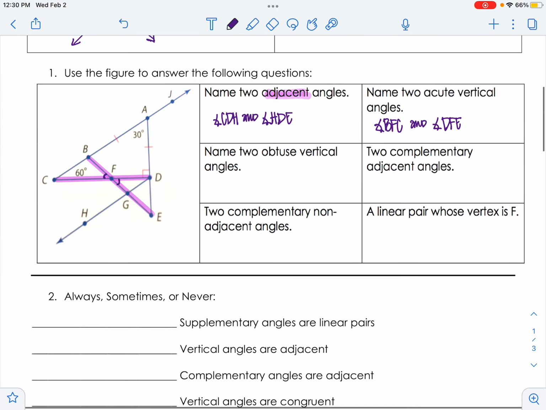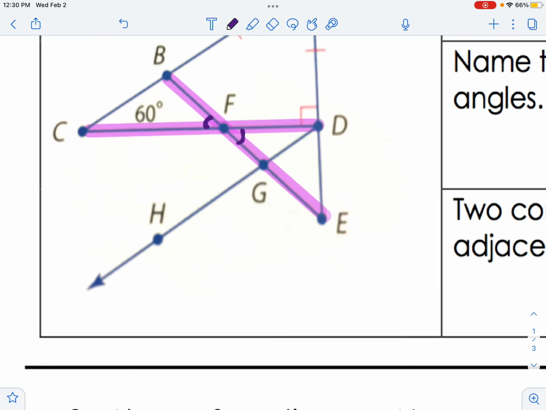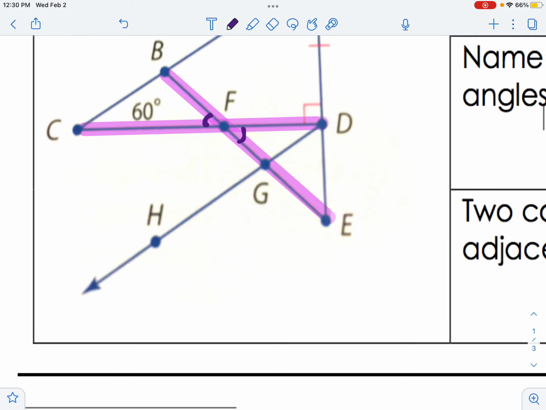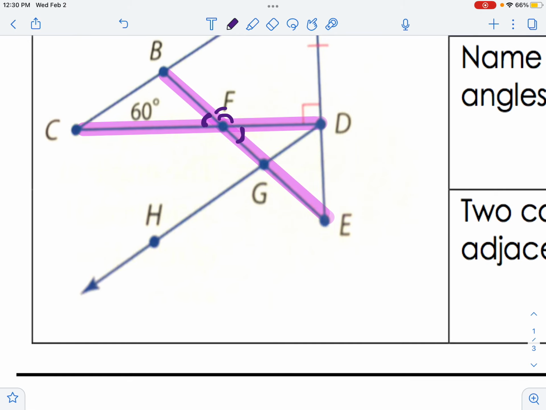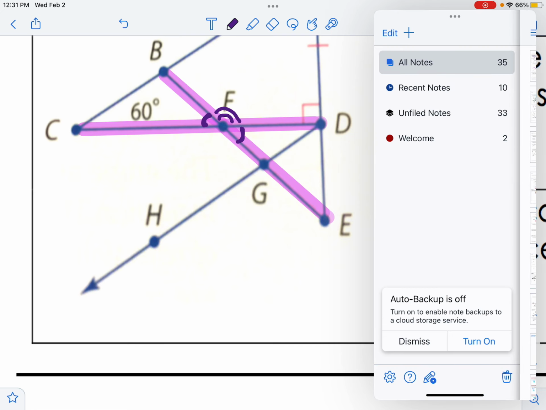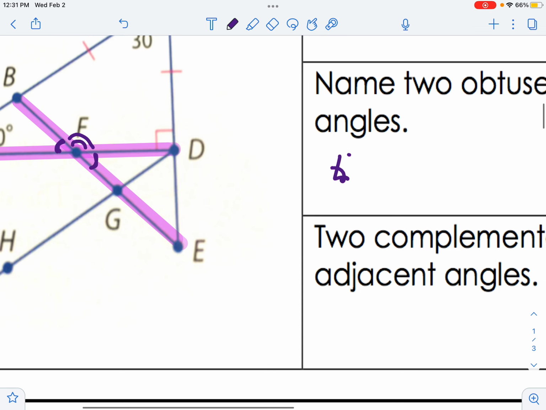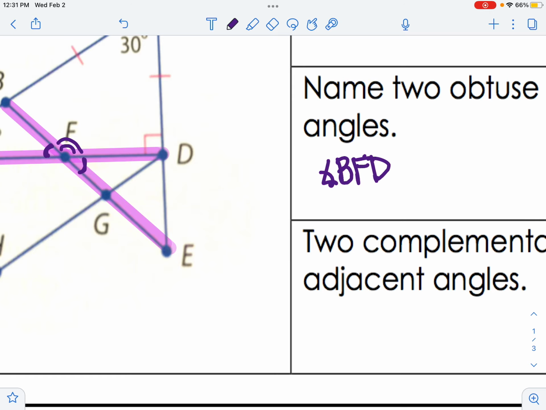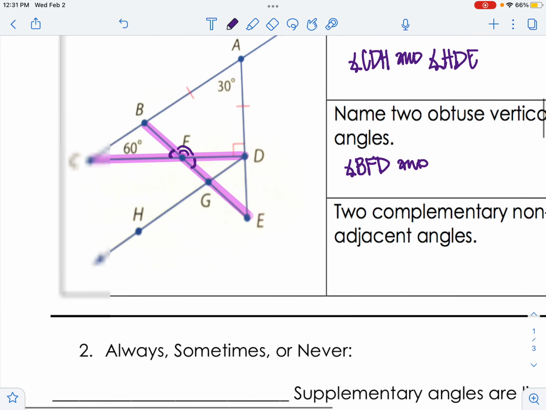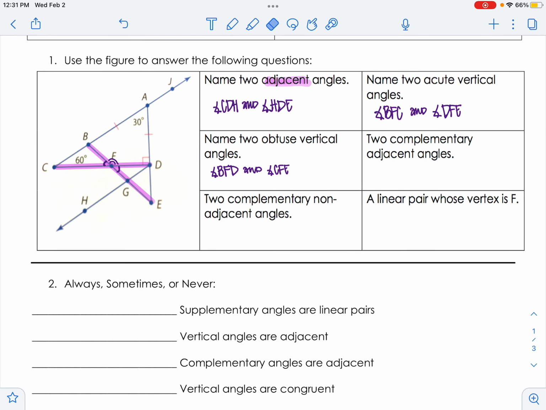Okay. All right, using those same angles that I've highlighted, I'm now looking for two obtuse vertical angles. And so these are going to be the ones that are adjacent to those two. So it's going to be this angle here, angle BFD. Okay, so angle BFD, and then directly across from that angle is going to be angle CFE. Okay, so obtuse, vertical, directly across from each other.